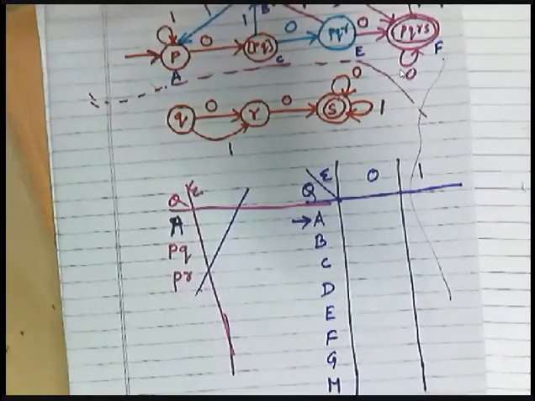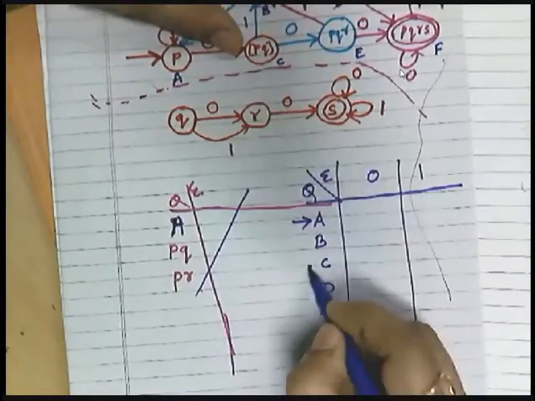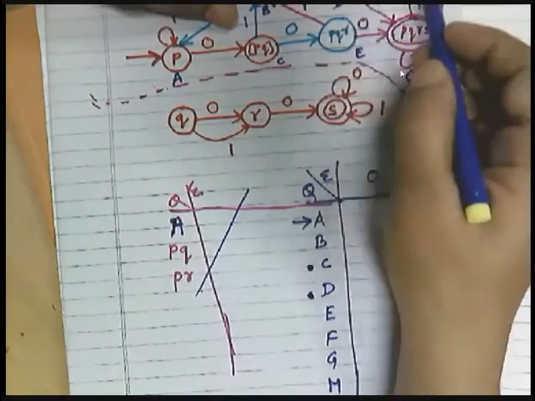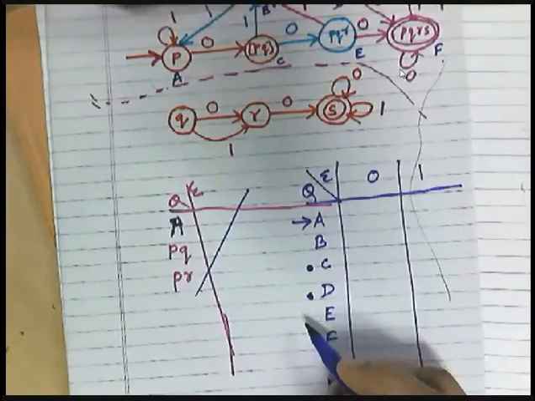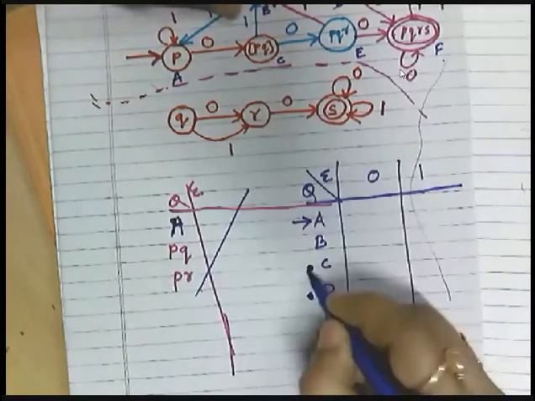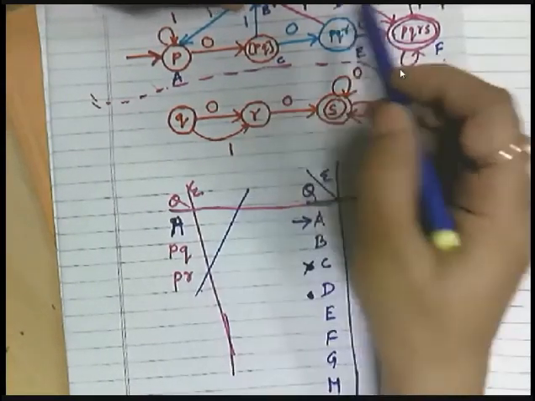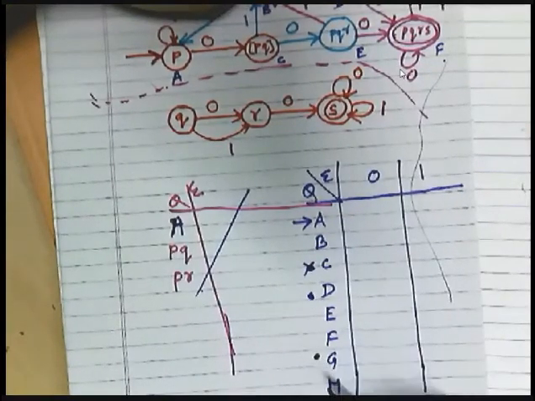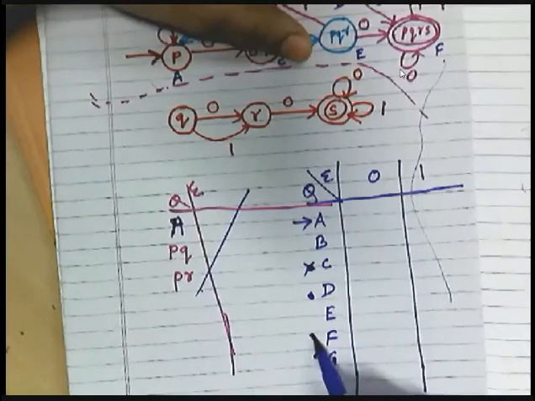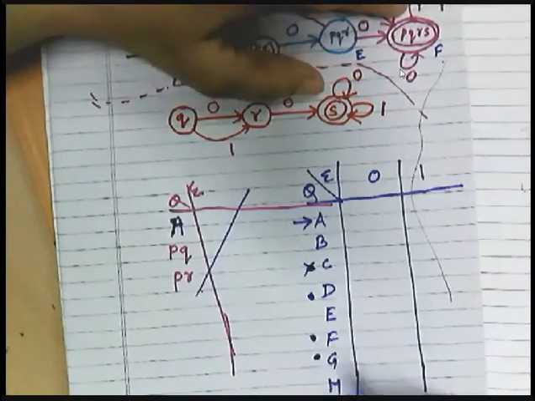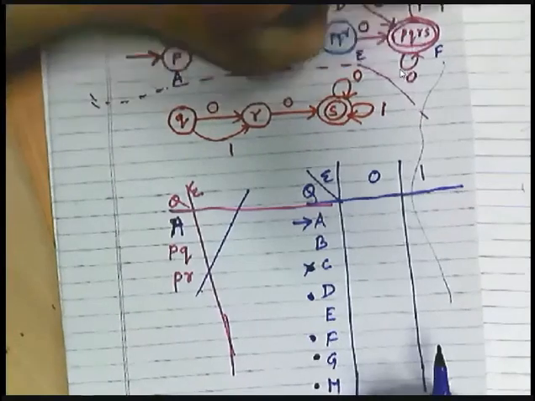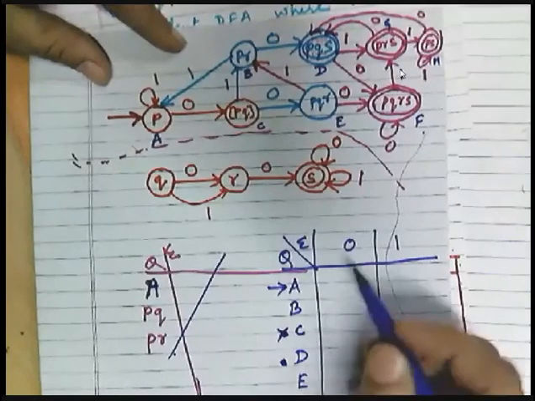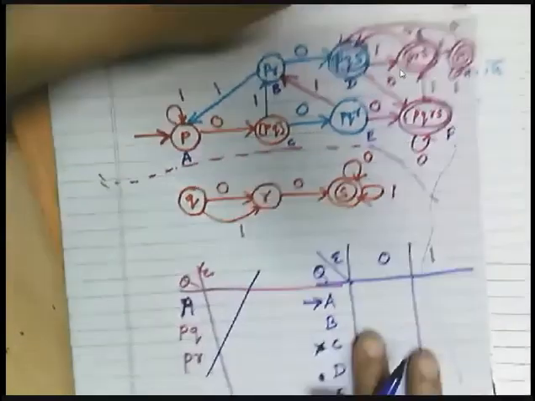Which are the final states? D is a final state. Then G is a final state. Then F is a final state. And H is a final state. 1, 2, 3, 4: four states are final states. Now we will start working on it.